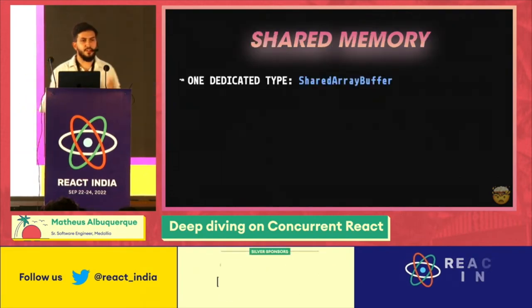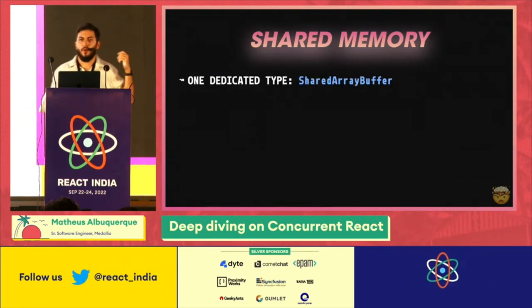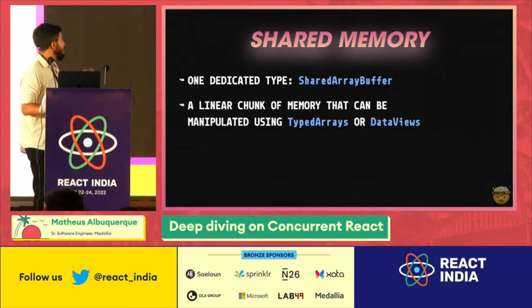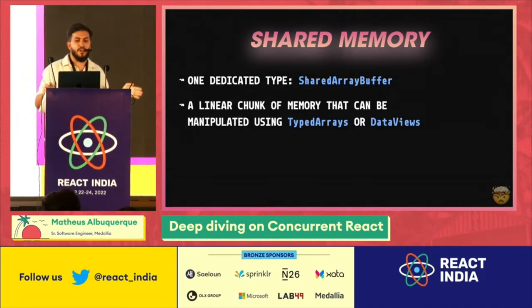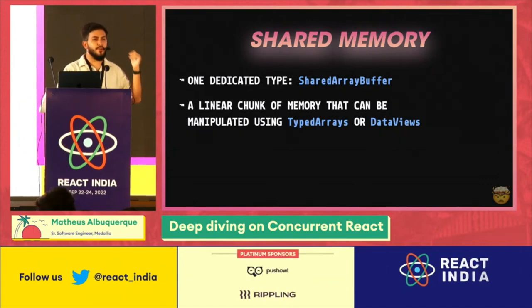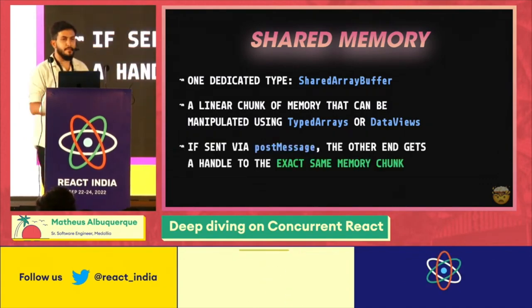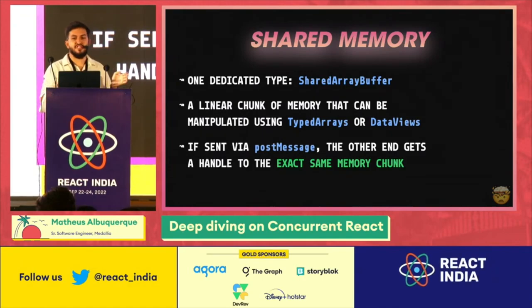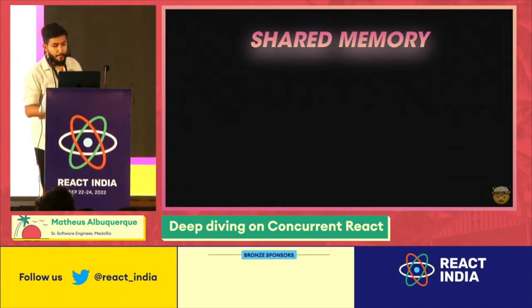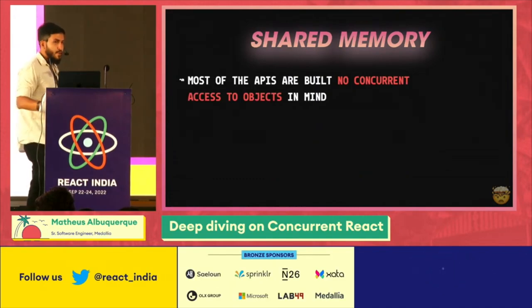The other thing is shared memory. In the browser, it happens with the SharedArrayBuffer. That is the only dedicated type we have for that. Basically, that's a linear chunk of memory that we can manipulate with these two guys, typed arrays and data views. And the amazing thing is, if you send one of these via postMessage, the other end is going to get a handle to the exact same part of the memory. So that's cool. But we are in the browser.